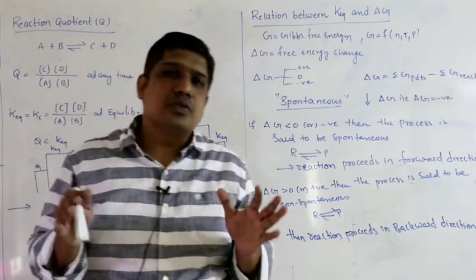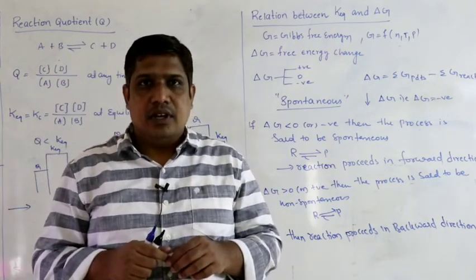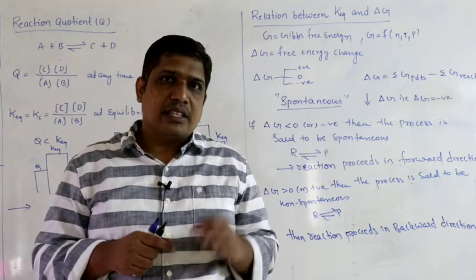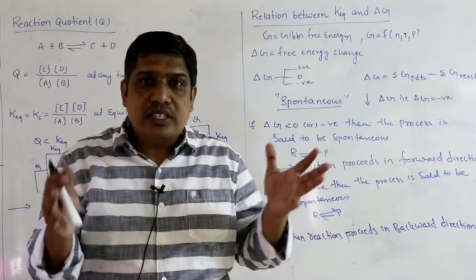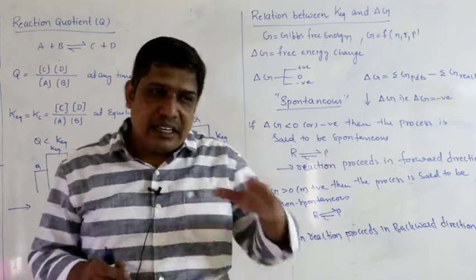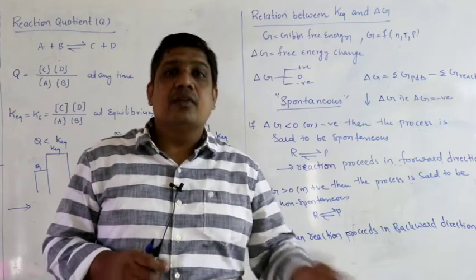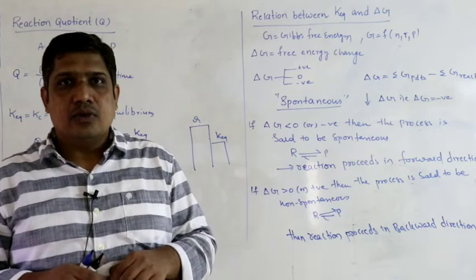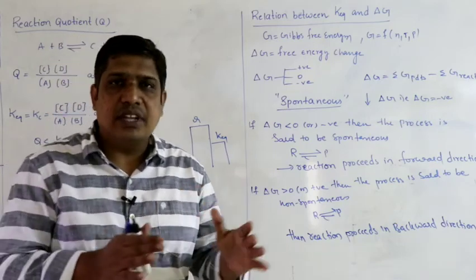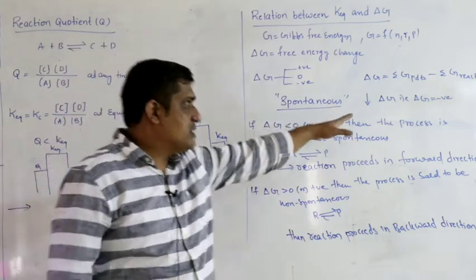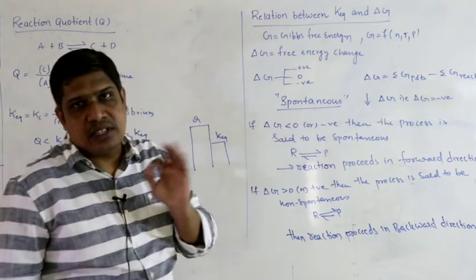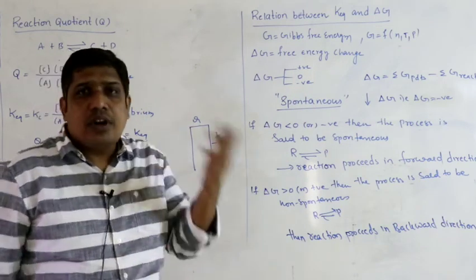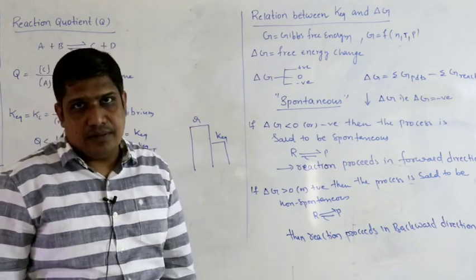Any system wants to decrease its energy to get stability. A system is said to be stable if it possesses less energy. If it can decrease its energy, then it will try to decrease and get that extra stability. So if a process is associated with a decrease in energy, what is the energy we are measuring here? Free energy. Then the process can be spontaneous. More negative means more spontaneous it will be.